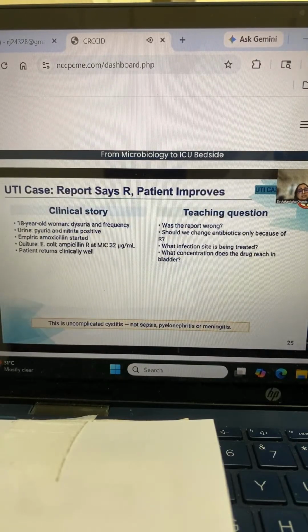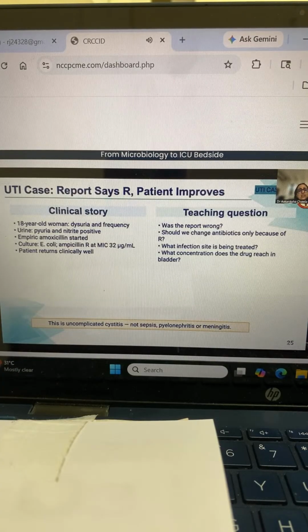Now let's look at these cases. These were shown by Dr. Kamila Rodriguez, and we're just going to look at them again. So this was an 18-year-old woman with dysuria and frequency. Urine routine was showing pyuria and nitrite positive. Empirically, the patient was put on amoxicillin, and when the culture report came, it showed E. coli and ampicillin was resistant with an MIC of 32. But the patient, when she comes back after 5 days of therapy, is doing very well.